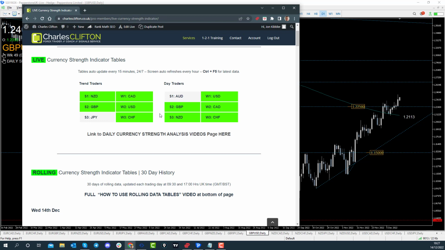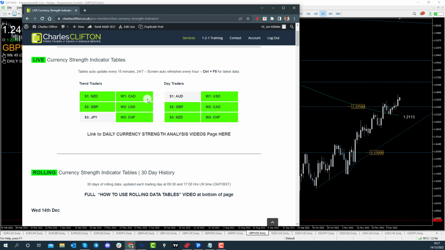You can see here some of the currencies are highlighted in green. That means there's a confluence between the two trading time frames, and that's where we'll be focusing our attention in this video. The tables auto update every 15 minutes 24/7, so wherever you are and you have access to the tables, you can get the latest update once you log in.